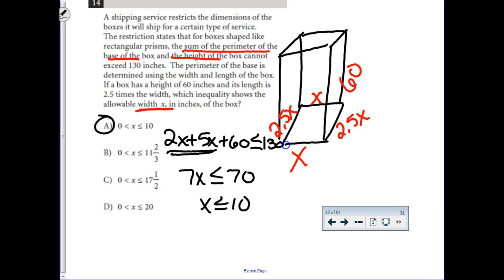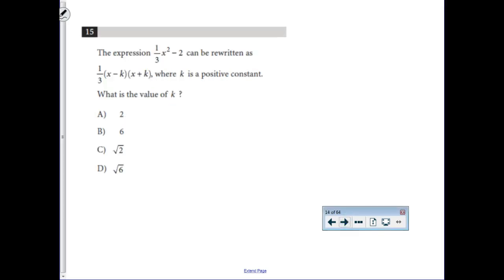Keep going, Abruzzo. 15. The expression 1/3 x squared minus 2 can be rewritten as that, where k is a positive constant. What is the value of k? Now, my friends of Algebra 2 and beyond, you're looking at this going, I got this. It's a factoring question. I am amazing at factoring. And I don't doubt that you do have this, but this is actually a lot harder than it looks at first.